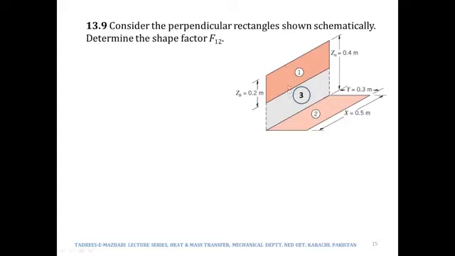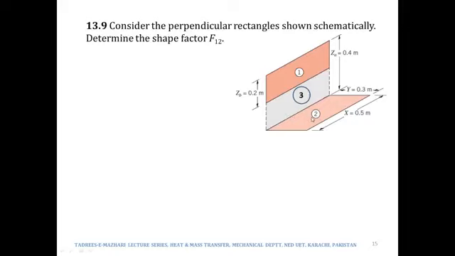Because 2 and 3 when combined are perpendicular to each other and they are sharing a common edge. So what F can we find out using that chart? Can we find out F21? No, we cannot find out F21 directly from that chart because 1 and 2 are perpendicular but they are not sharing a common edge. Can we find out F23? Yes, we can find out F23 because 2 and 3 are perpendicular and they are sharing a common edge.